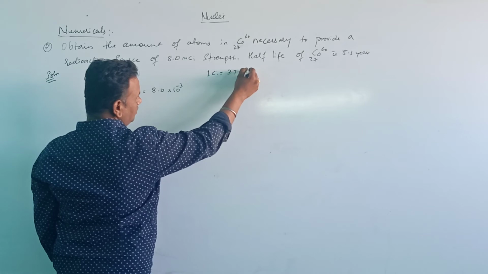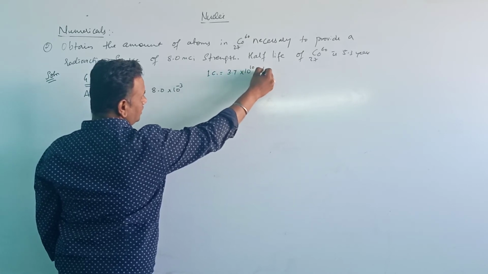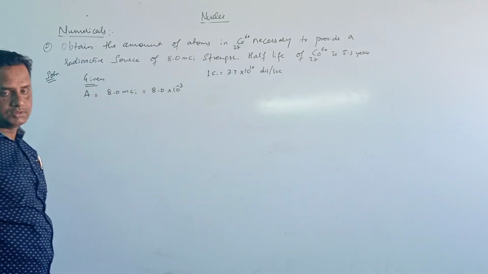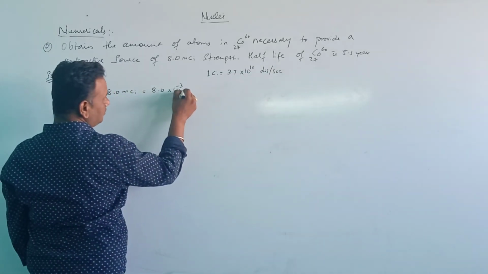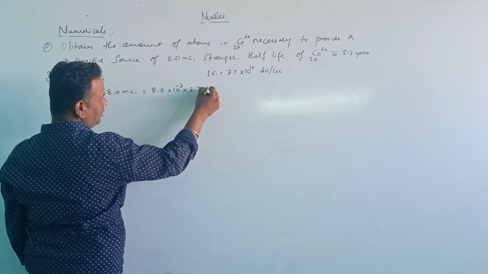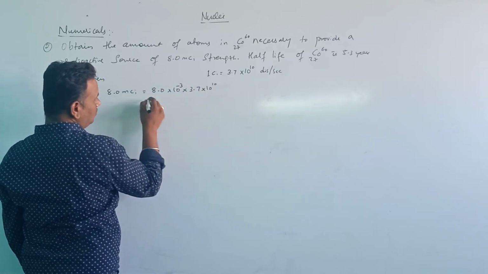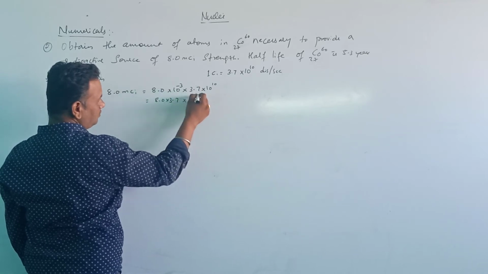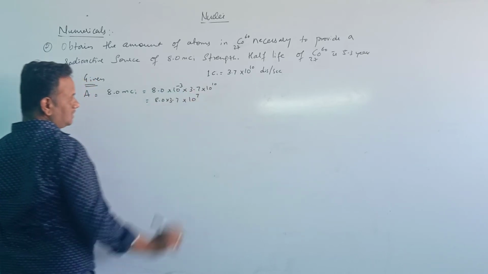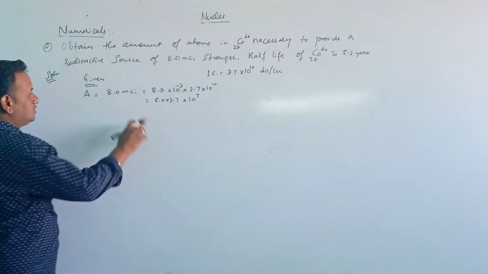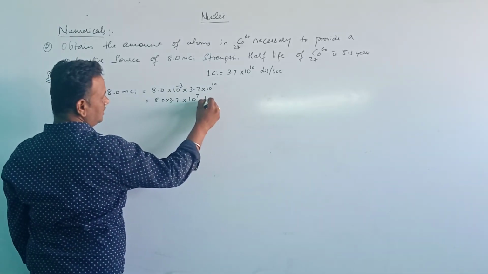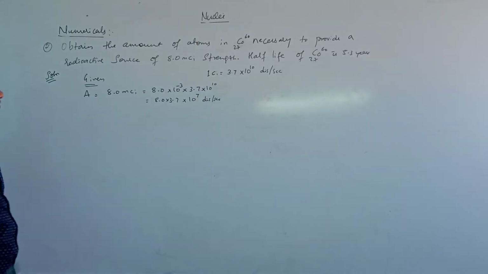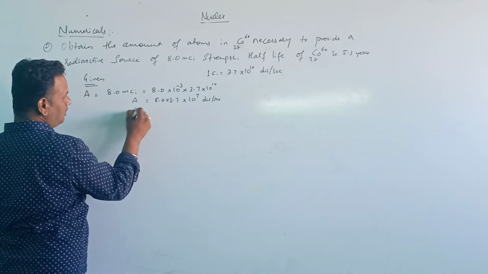3.7 into 10 to the power of 10 disintegration per second. Okay. Now if you multiply this one, 8.0 into 3.7 into 10 to the power of 10 minus 3. Okay, so that is the disintegration per second, right? So this is the A value. So if you multiply, how much will you be getting?